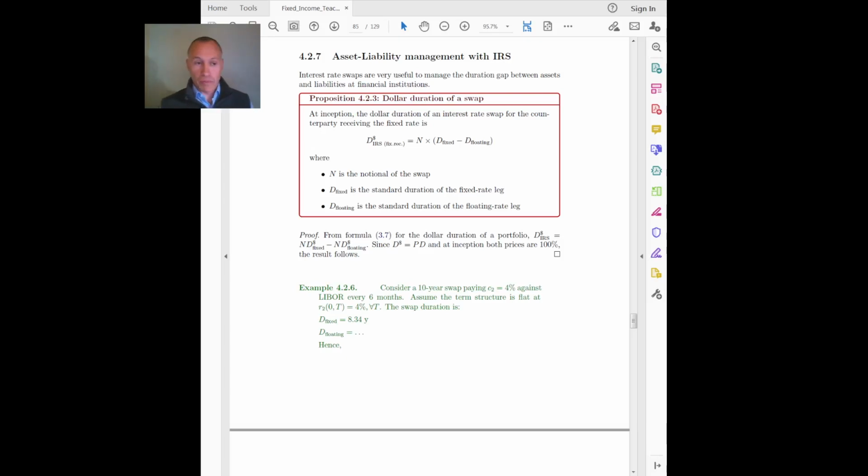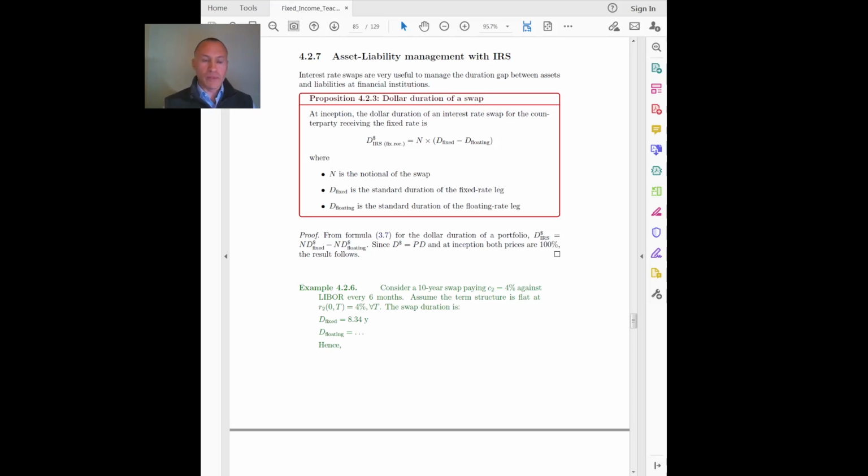Okay, now we come to the punchline, and perhaps the most important part of this course. One of the main reasons why interest rate swaps are so heavily traded is that they are very helpful for financial institutions to manage the mismatch that they have between their assets and liabilities. Okay? So we talked a little bit about asset liability management in financial institutions already.